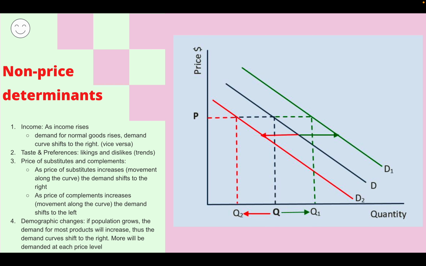So price of substitutes and complements, I'll get to it later, and demographic changes. It's like population and stuff like that. There are more non-price determinants, of course. This is just a few.